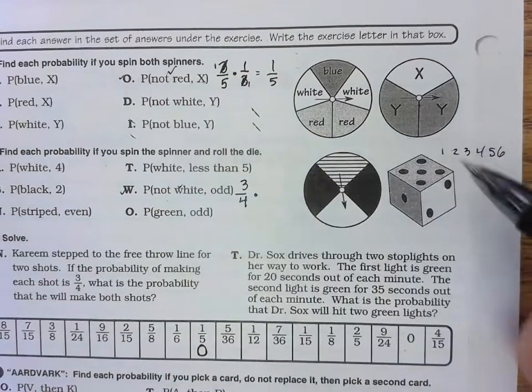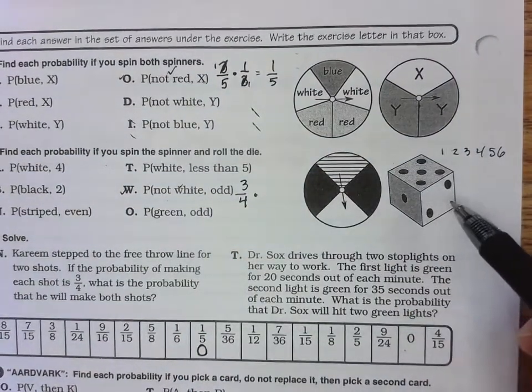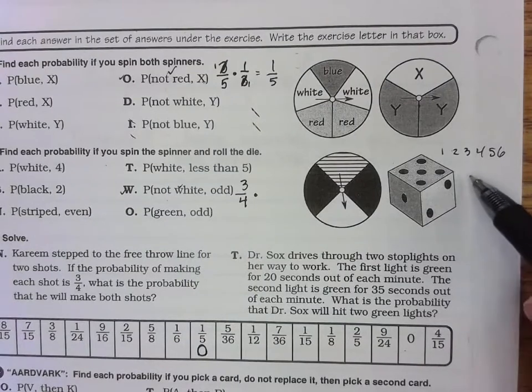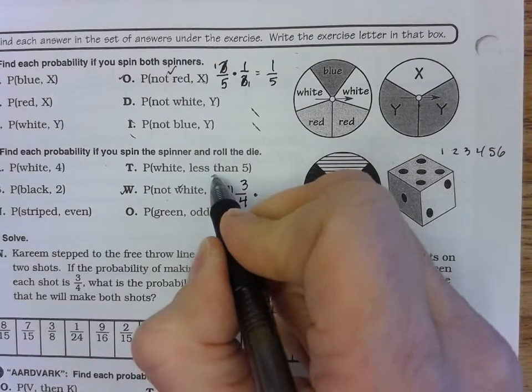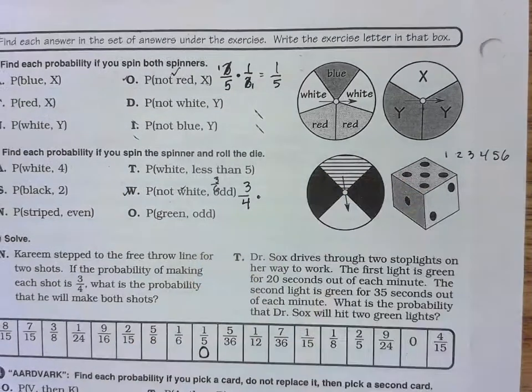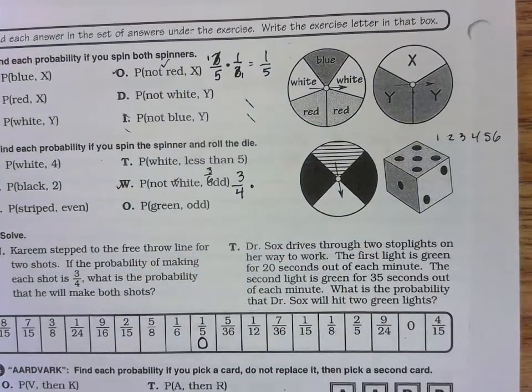That's my first probability. Now the other independent probability here would be getting an odd number. The odd numbers are 1, 3, and 5, so 3 out of the 6 of them are odd. I'm going to take that 3/6 and simplify it down. Hopefully you know that 3/6 is a half.